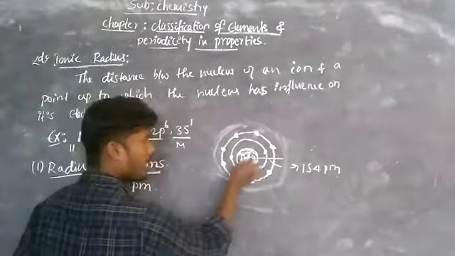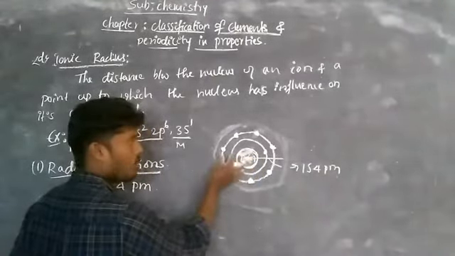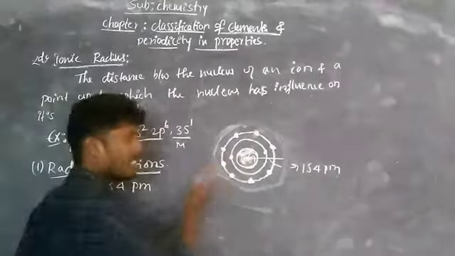Effective nuclear charge means the nucleus is positively charged, therefore it attracts the negatively charged electrons towards itself.